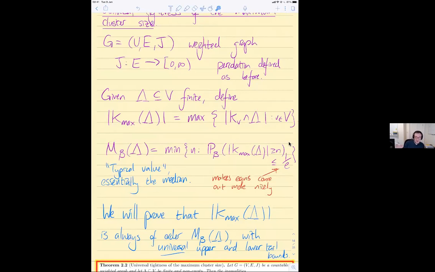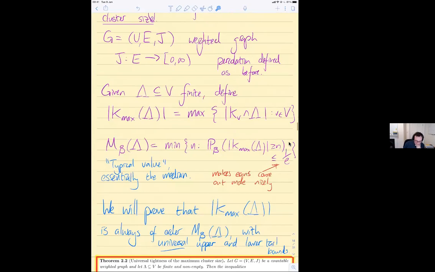So you can imagine maybe lambda is a box in Z^d and I'm doing percolation on Z^d. I look over all clusters, I find the one that has biggest intersection with lambda, and that's this random variable. And I define this quantity, m beta of lambda, to be essentially the median of this random variable. It's notationally convenient to define it using 1 over e instead of a half, but it's basically the median. So it's the minimum n where this tail probability is bounded by 1 over e. It's kind of a typical value of this.